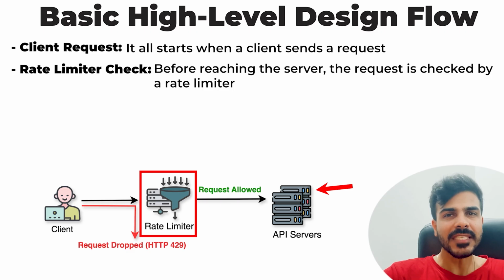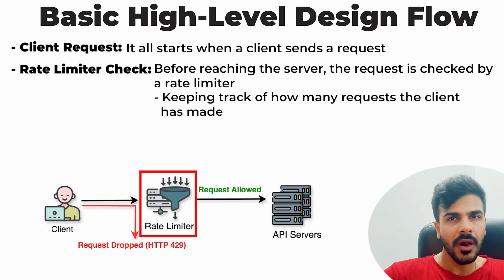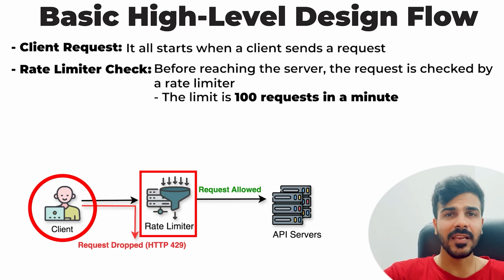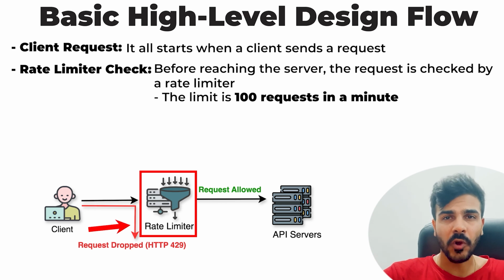Now, the rate limiter is keeping track internally of how many requests the client has made. If the client has already hit the limit, let's say the limit is 100 requests in a minute, then the rate limiter would drop the request and would not let it pass through. If the request count is below the limit, then the request is allowed to proceed.